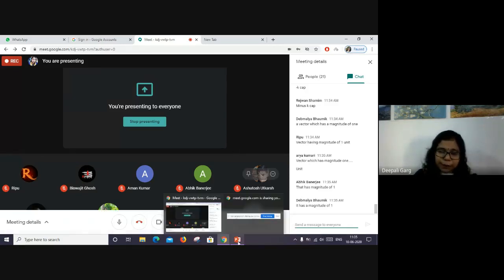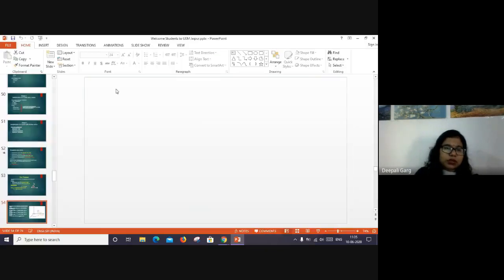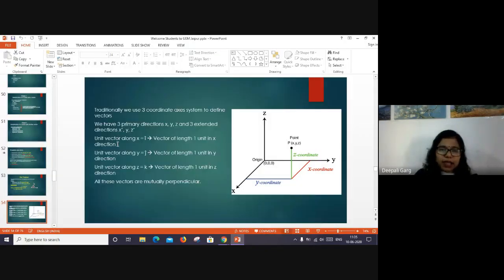So let's start with the PPT again. The unit vector along x-axis is I cap. It is a vector of unit length 1 in x direction. Similarly, j cap is the vector of length 1 in y direction, and k cap is the vector of length 1 in z direction. Okay.